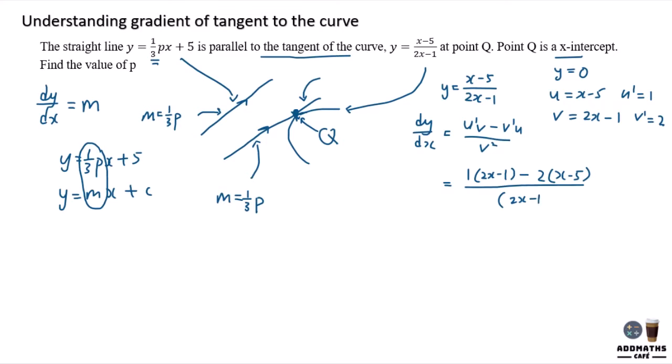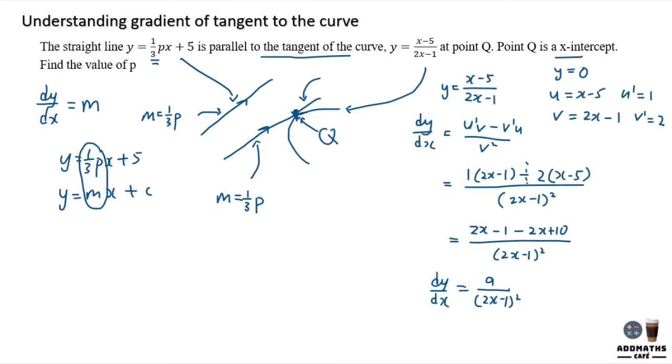So what is v squared? v is (2x minus 1) squared. In this case, if I make this as a whole, can I compare? Is there any similar term? No. So I expand the equation and I will have this answer over (2x minus 1) squared. So 2x minus 2x, negative 1 plus 10 will give you 9 over (2x minus 1) squared. And this is dy/dx, it's the gradient.